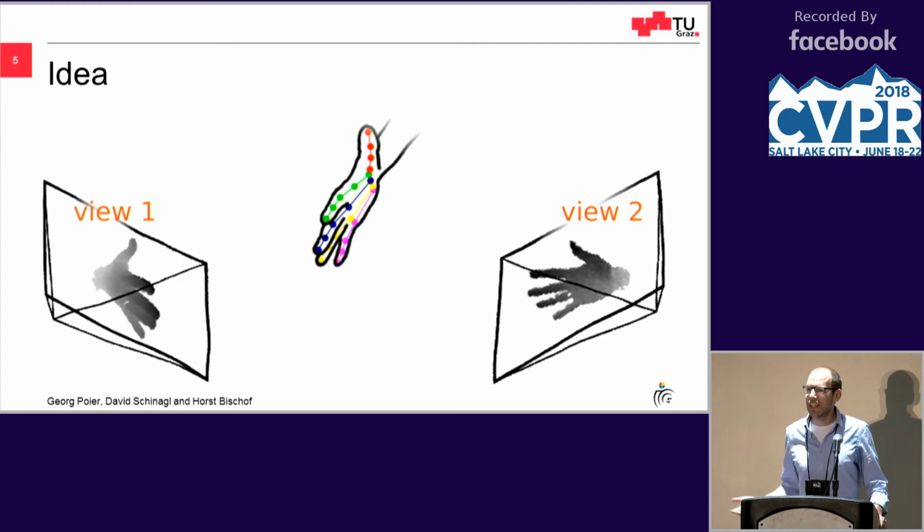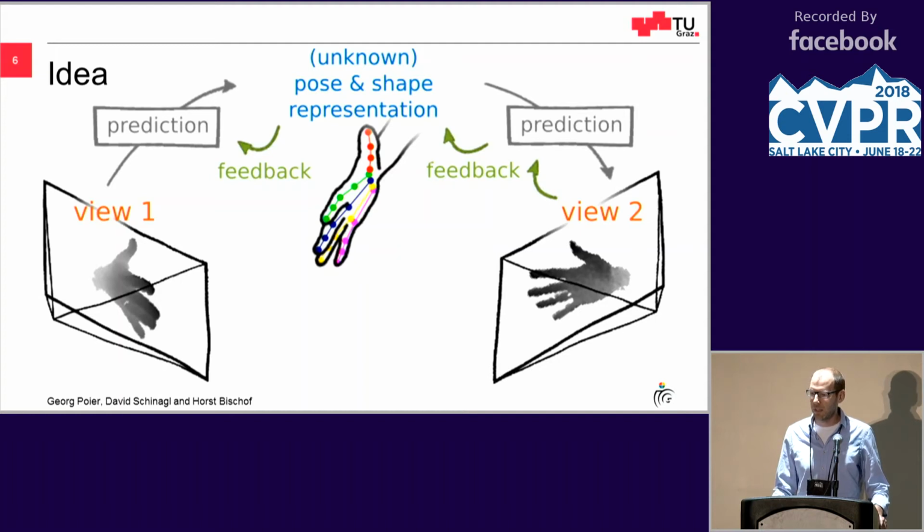What we can easily do is to capture a second viewpoint. So take a second camera, capture a second viewpoint, and reformulate the problem. Instead of trying to estimate the pose, try to predict the second view. And during the learning process, what should pop out as a side product is a pose representation.